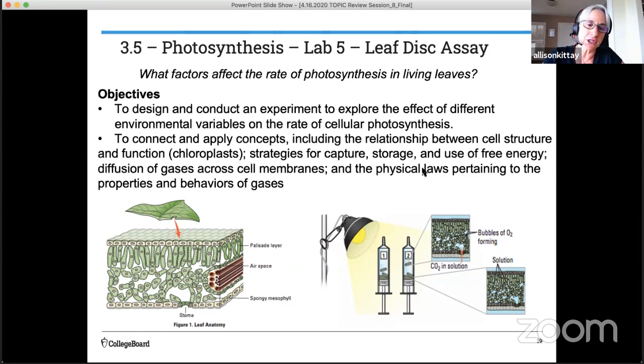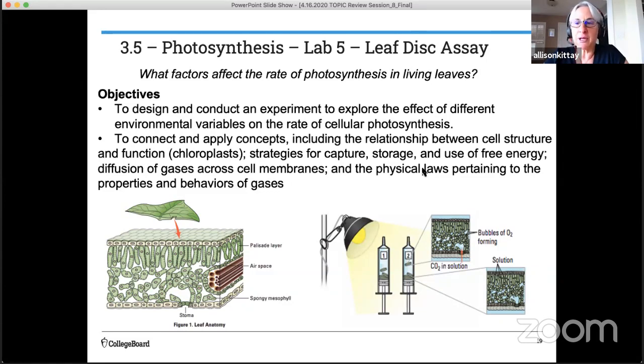So I'm starting you off with an image. I've got a cross-section of a leaf, and there are 2 things that are important about this. The first one is that you see that there is a palisade layer, and there's lots of air spaces around it. There's also air spaces in what's called the spongy mesophyll. Those air spaces are going to be important to the design of this experiment. Also, I want you to see that the palisade layer is packed with chloroplasts. Those are the chloroplasts where the photosynthesis reactions are going to take place.